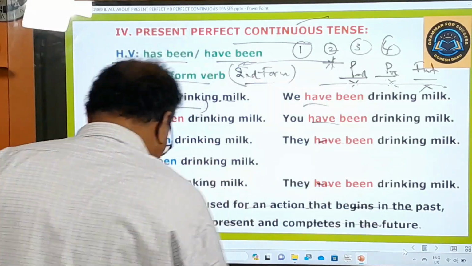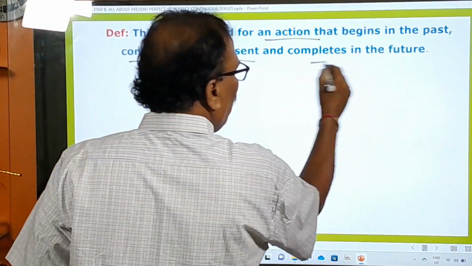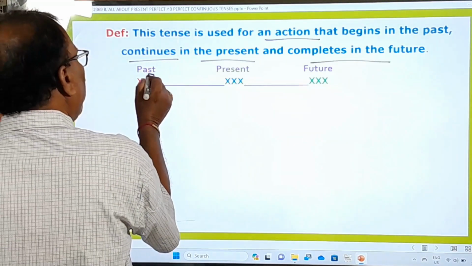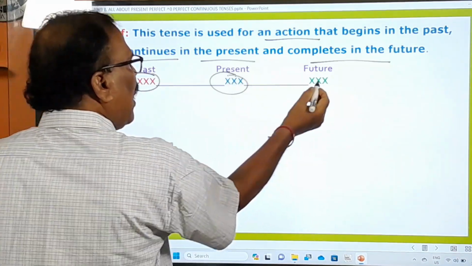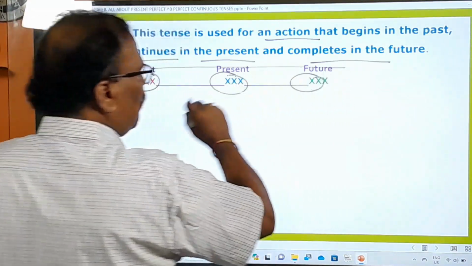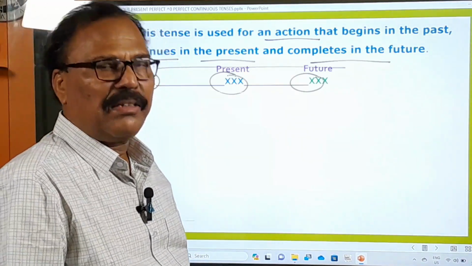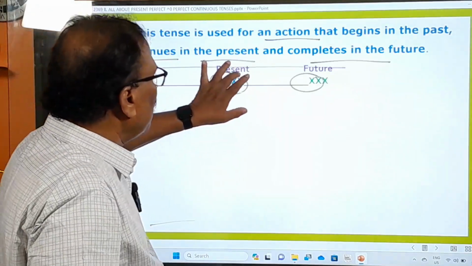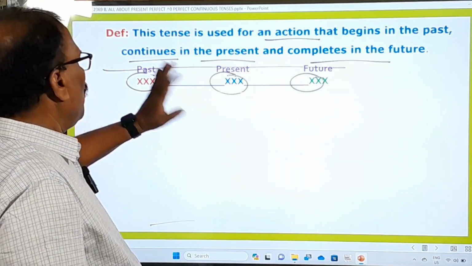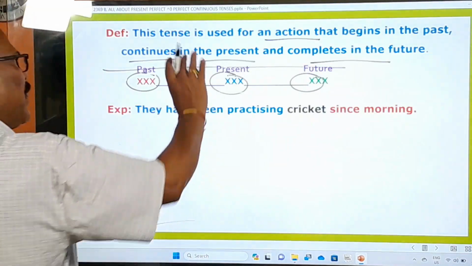Now let's go to the examples. This is the definition: this tense is used for an action which begins in the past, continues in the present, and completes in the future. I have already told you that. So now you can understand that the action passes through three tenses. That's a big action. There is no other tense that passes through these three tenses. This is the only tense that passes through past tense, present tense, and future tense. And here I'll give you some examples to make you understand this concept.